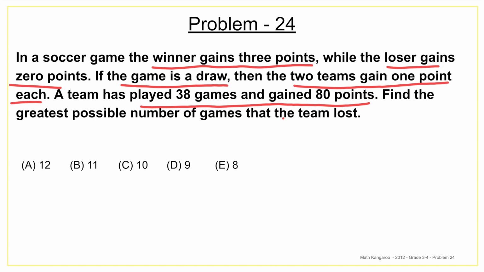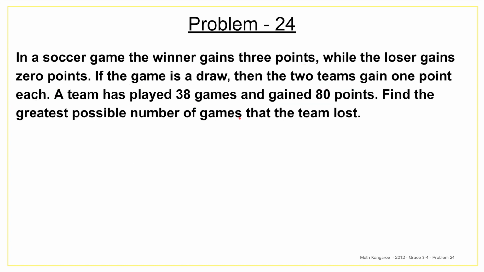The team played 38 games in total. The team gains 80 points. They could have won, lost, or drawn. So the win is 3 points, draw is 1 point, loss is 0 points. Now find the closest multiple of 3 to 80. So the closest multiple of 3 is 78.